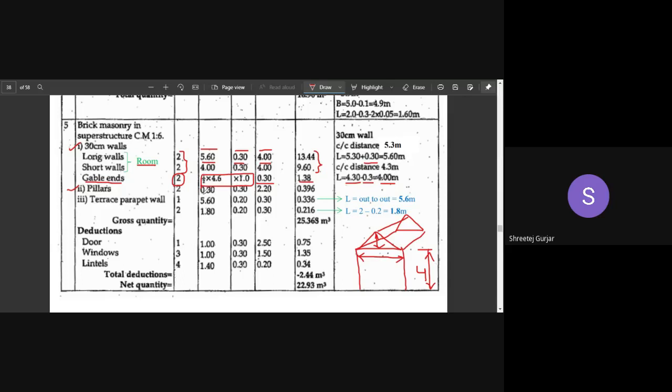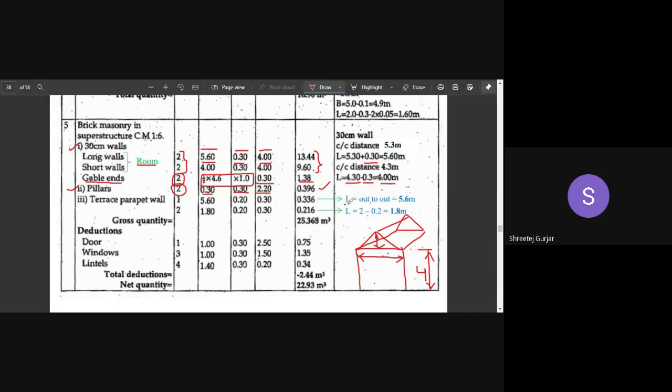So pillars: there are 2 pillars in your veranda, of dimensions 0.3 by 0.3. And the height of the veranda is 2.2. So you get your pillar quantity. Next, moving on to the parapet.